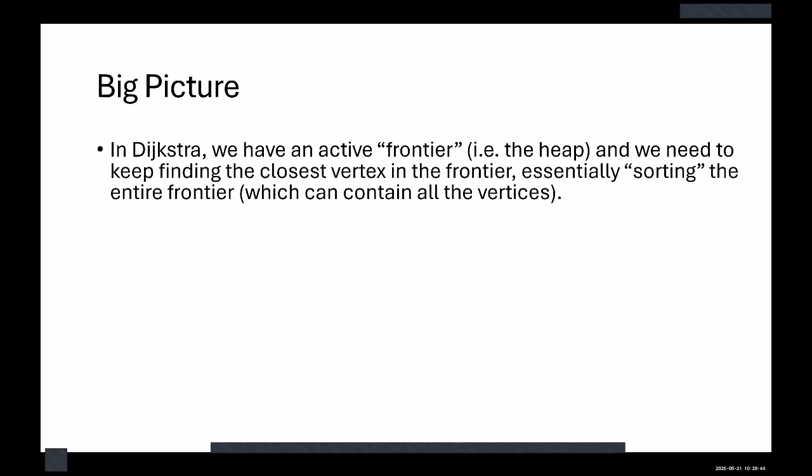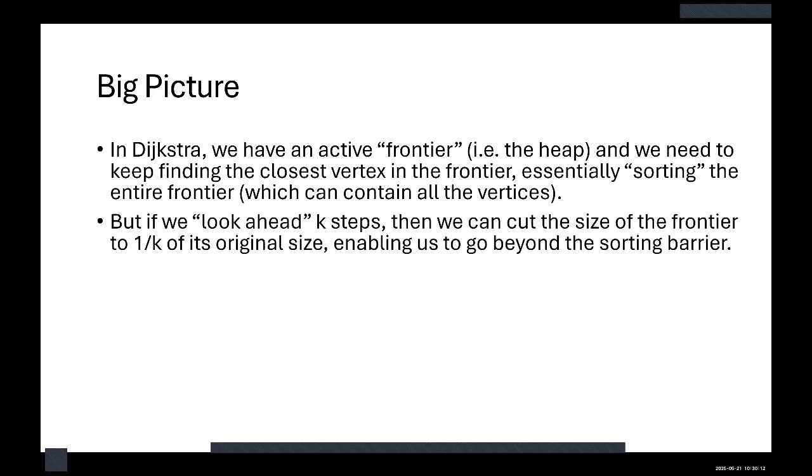So let's say a single vertex connects to every other vertex. In this case the heap will contain every other vertex, and then we are just finding the closest vertex one by one. Because it contains all the vertices, in the end we sort all the vertices in increasing order. So it's essentially like sorting. So this inherently has a sorting lower bound if we let the frontier contain all the vertices.